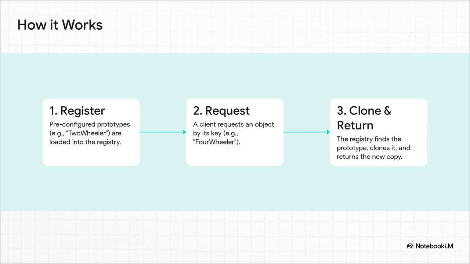It's a three-step process. First, when your application starts up, you create your prototypes, say a standard two-wheeler and a four-wheeler, and you register them. Then later on, when some part of your code needs a new vehicle, it just goes to the registry and asks, hey, can I get a four-wheeler? And finally, the registry finds the original prototype, tells it to clone itself, and then hands that fresh new copy back to your code. It's super clean and keeps everything nicely separated.